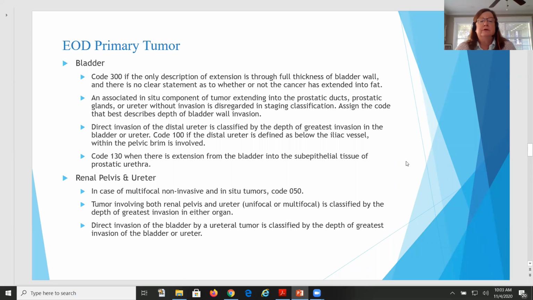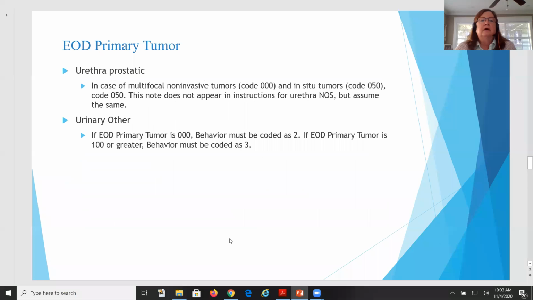Renal pelvis and ureter: in case of multifocal, non-invasive, and in situ tumors, code 050. And again, the depth of invasion is our second bullet point and our third bullet point. The prostatic urethra: in case of multifocal, non-invasive, and in situ, code the 050, the in situ code. This note does not appear in the instructions for your urethra, but assume the same.